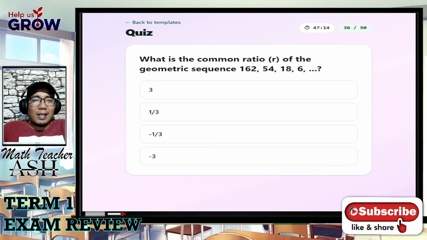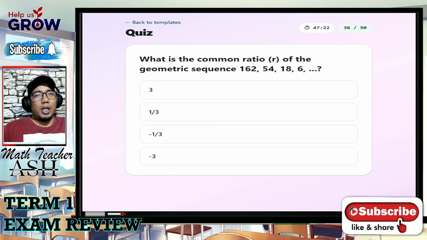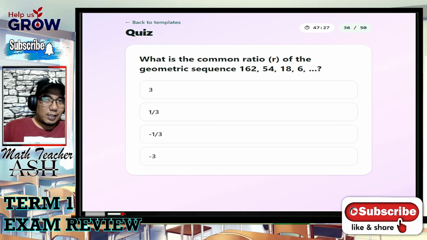Is it negative 1/3? Or is it negative 3? What do you think is the answer? Alright, my dear math learners, remember this in the common ratio. When the first term is multiplied with the common ratio, the result will be the second term. The second term multiplied by the common ratio, the result will be the third term, and so on.